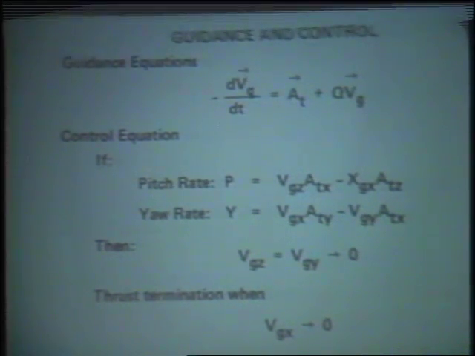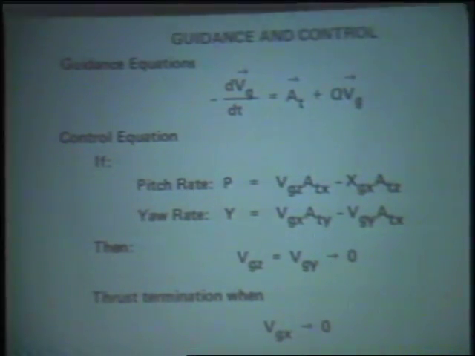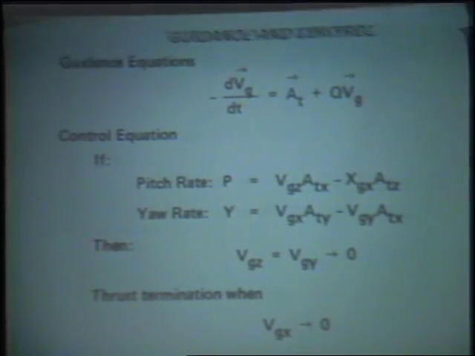Then steering is accomplished by computing what's called the cross product between the vector VG and the measured acceleration AT in this equation. And you take the y and z components of this cross product and they become the pitch and yaw rates. That's these two equations here. These two equations will force VGZ and VGY to 0 by controlling the pitch and yaw of the missile. Then when the VGX goes to 0, thrust is terminated and the missile will free fall into the target.